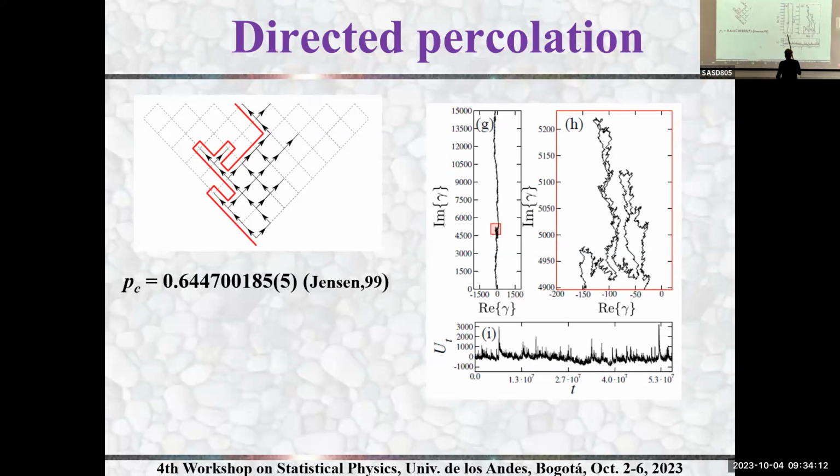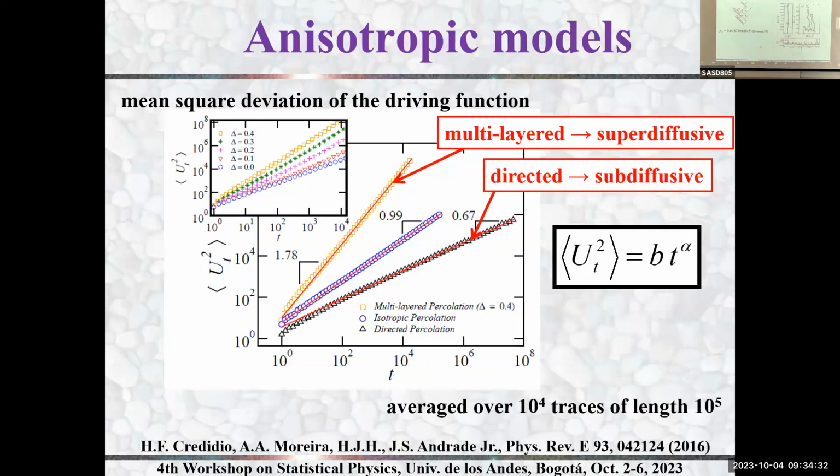And so you see, this is the typical path of the perimeter of the directed percolation. And this is a zoom for the region. And this is typically the driving function that you calculate applying the procedure that I have shown you several times now. And now the result is the following.